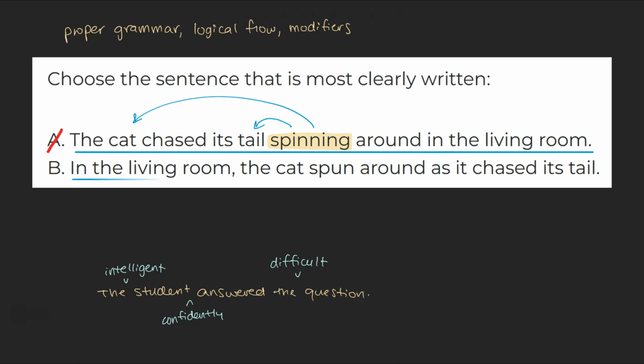B. In the living room, the cat spun around as it chased its tail. This sentence tells us clearly where we are, the living room, who is doing the action, the cat, and what that action is, spun around as it chased its tail. There's no room for ambiguity regarding what was spinning or who was doing the chasing. Since this sentence can be understood clearly on the first read, we can mark this choice as our final answer.